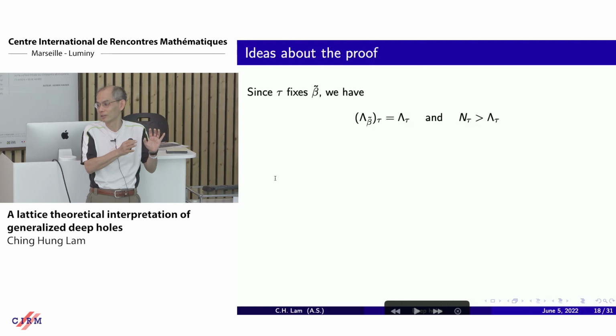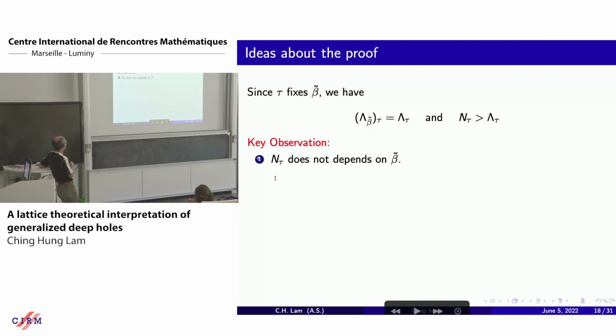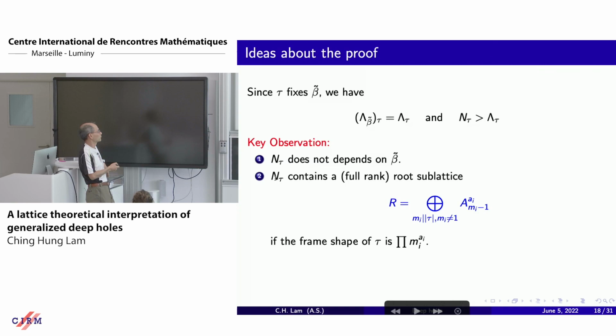Now here is one of the key observations: we notice this lattice actually does not depend on beta tilde. You can choose any beta tilde which is fixed by tau, and this co-invariant part will be exactly the same all the time. In fact, we actually showed this: N tau always contains a special root lattice, which is the root lattice of A type.